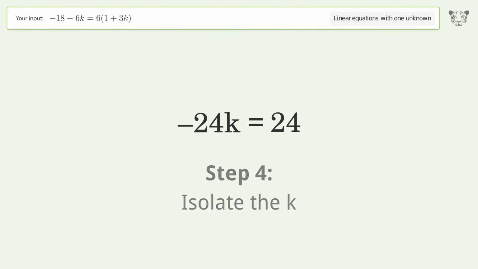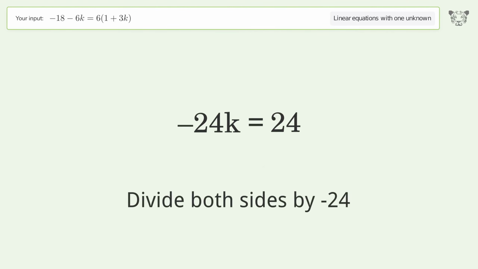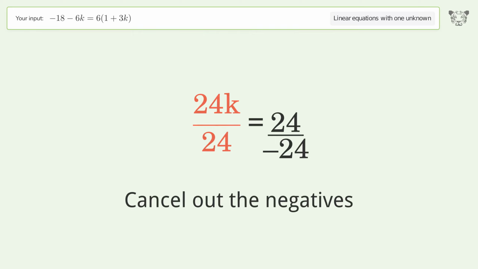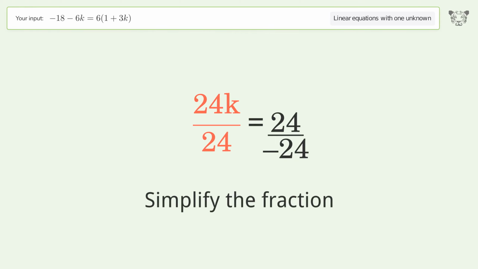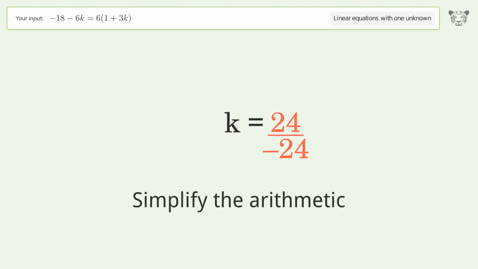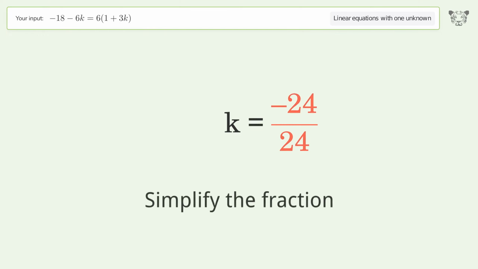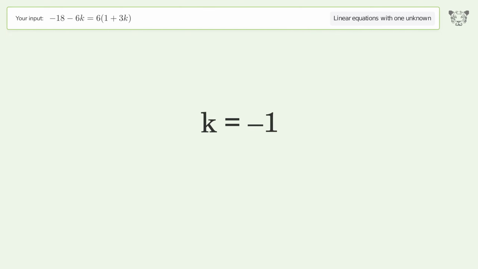Isolate the k. Divide both sides by -24. Cancel out the negatives. Simplify the fraction. Simplify the arithmetic. Simplify the fraction. And so the final result is k equals -1.